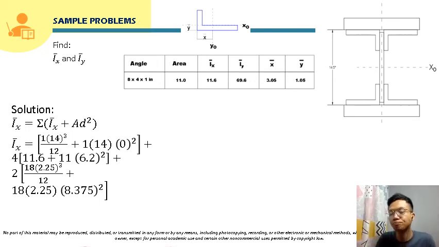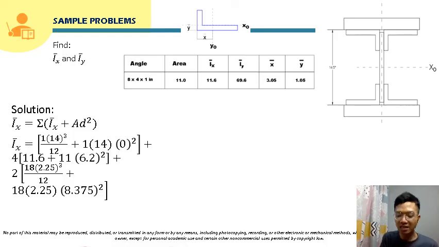The centroid of this rectangle is here, so there is a distance d between this point and the reference axis. The distance d will be half of 14.5 plus half of the height of this rectangle, which is 2.25. Inputting in our calculator, half of 14.5 plus 2.25 over 2, the distance d will be 8.375.